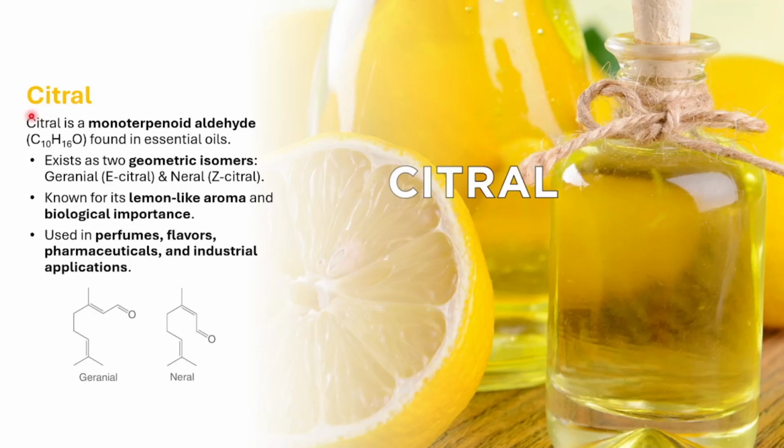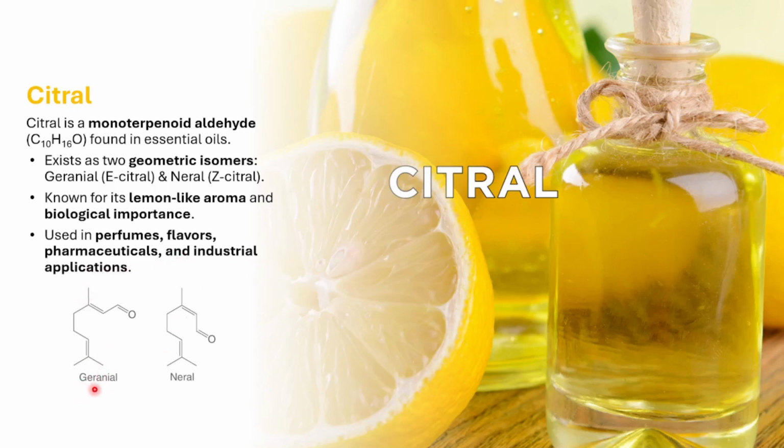Our next topic is citral. Citral is a monoterpenoid aldehyde found in different essential oils. Citral exists as two geometric isomers, geranial (E-citral) and neral (Z-citral). Citral, known for its lemon-like aroma and biological importance, is used in perfumes, flavors, pharmaceuticals, and industrial applications.